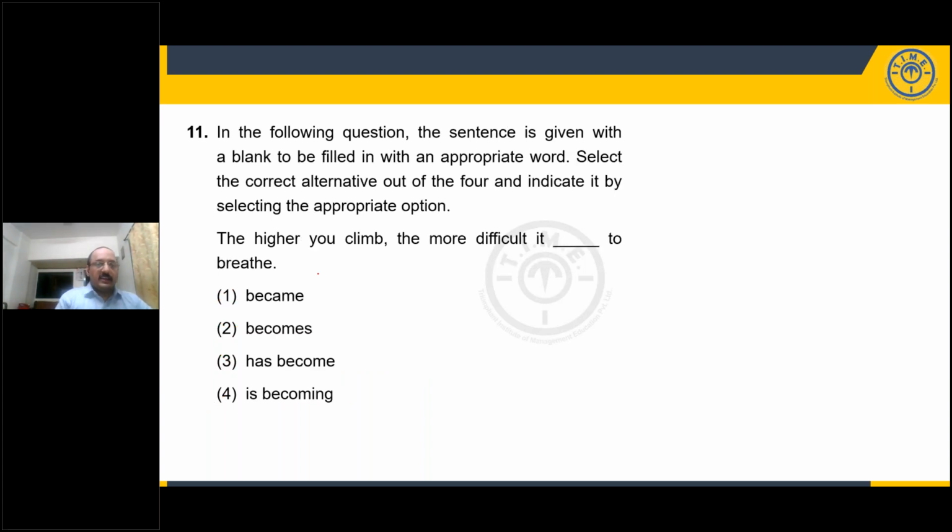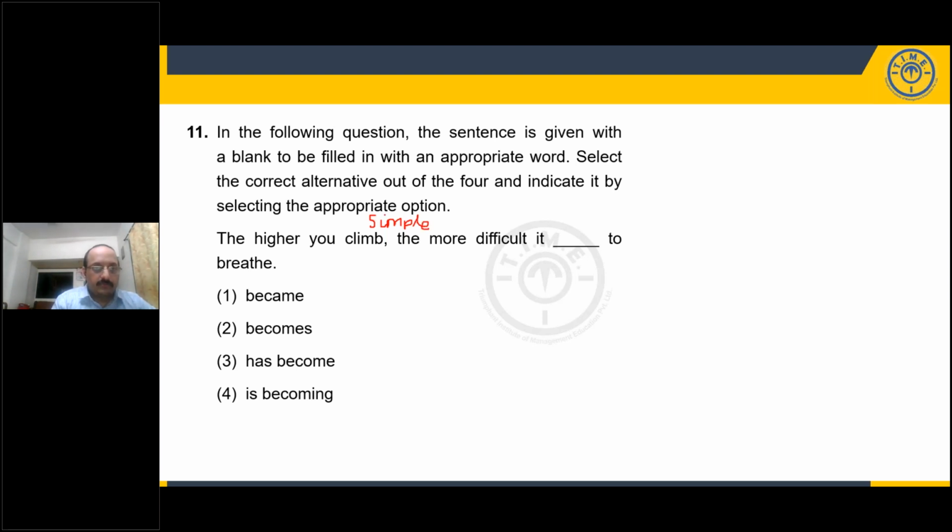11th. The higher you climb, the more difficult it dash to breathe. Our options are like became, becomes, has become, is becoming. So again, this is tense based now. Now this whole sentence is in simple present. The higher you climb, the more dash difficult to breathe. So I need to basically find an answer that has become in the simple present form.